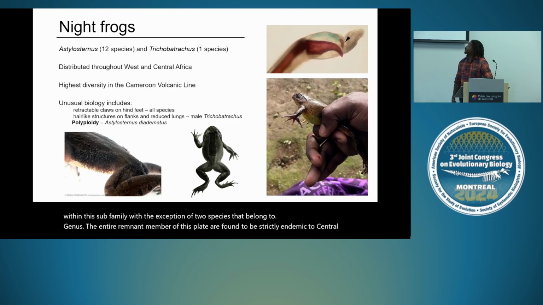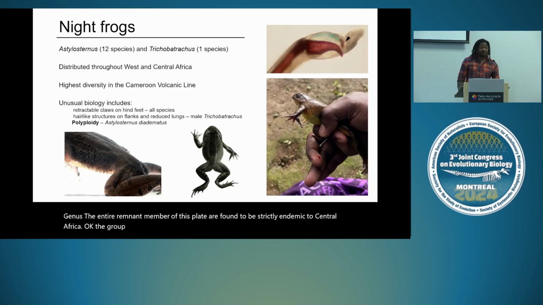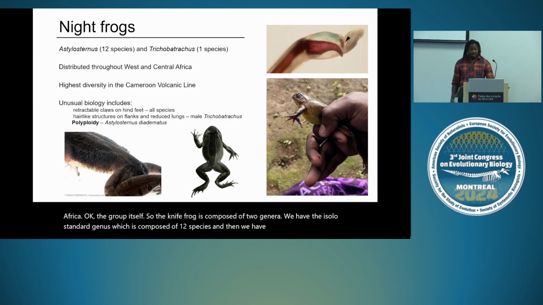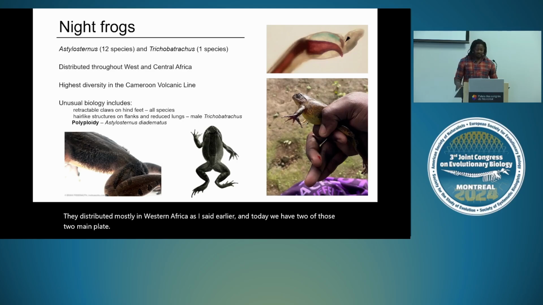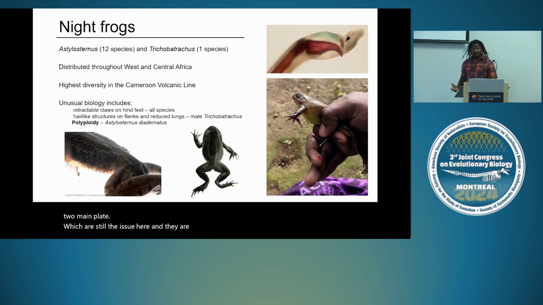Okay, the group itself. The night frogs are composed of 2 genera. We have the Astylosternus genus, which is composed of 12 species, and then we have Trichobatrachus, also called the hairy frog, which is a monotypic genus. They are distributed mostly in Western Central Africa, as I said earlier, and to date we have those two main clades, which are still the issue here. They are endemic to rainforest, so they are really associated with that type of habitat.